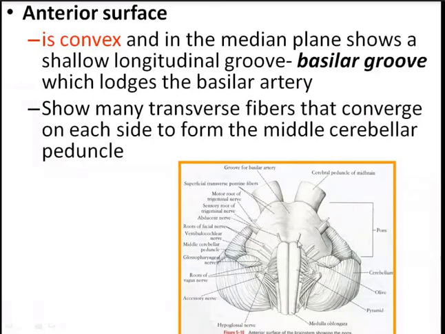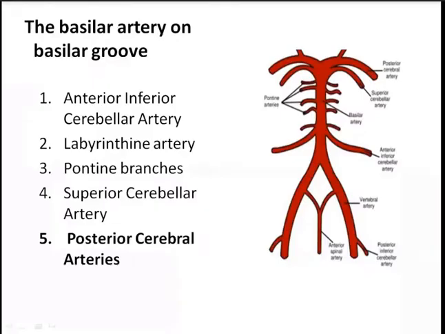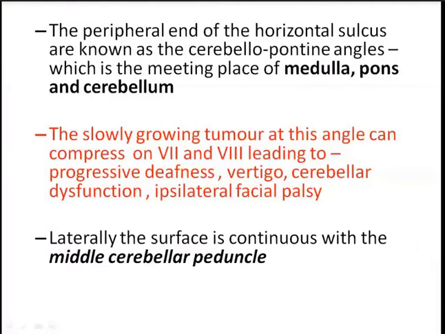And this is the horizontal sulcus or the pontomedullary junction, where there is emergence of the 6th, 7th and the 8th cranial nerve. And this one is the cerebellopontine angle, the junction between the pons, medulla oblongata and the cerebellum. If there is any tumorous lesion, it can compress these cranial nerves, leading to different symptoms. Okay, so that is all about the anterior surface or the ventral surface of the pons.